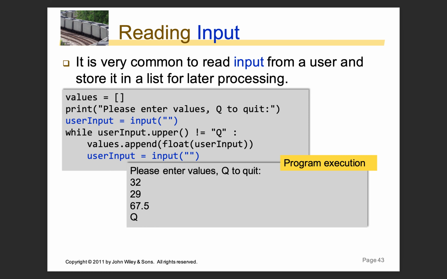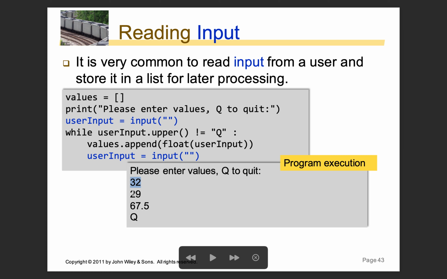Moving on, it's very common to read input from a user and store it in a list for later processing. So we start off with an empty list. Please enter values and then Q to quit. The user provides some input. While the user's input isn't an uppercase Q, because they want to quit, we append that data into our values list. Then we get them to enter more data, and we check, is that data a capital Q? If it's not, we put this new data into our list, and then get them to enter something new.